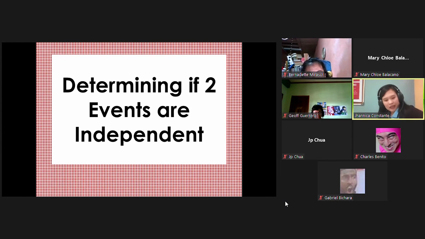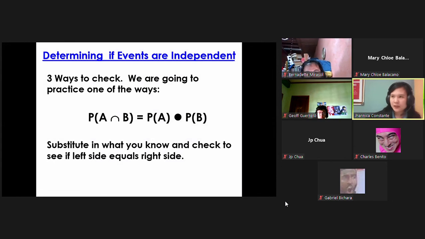So let's try to identify how we can determine if the problem is indicating a dependent or an independent event. To determine if events are independent, just substitute what you know and check to see if the left side equals the right side. We have three ways to check in determining if an event is independent.